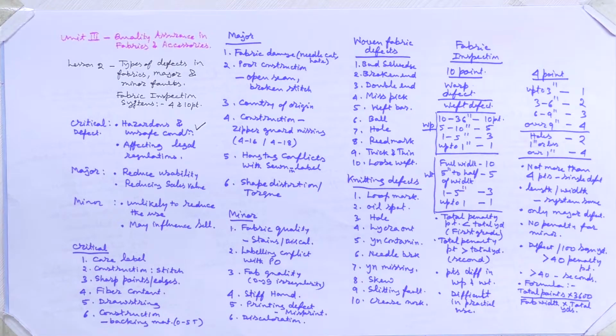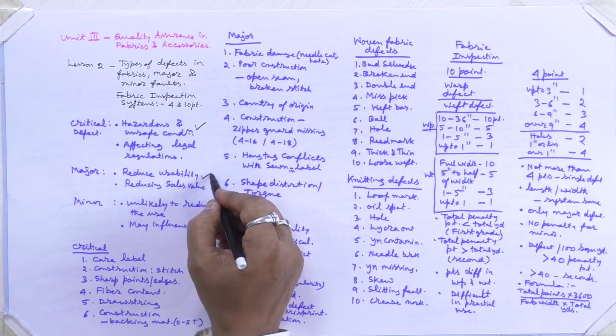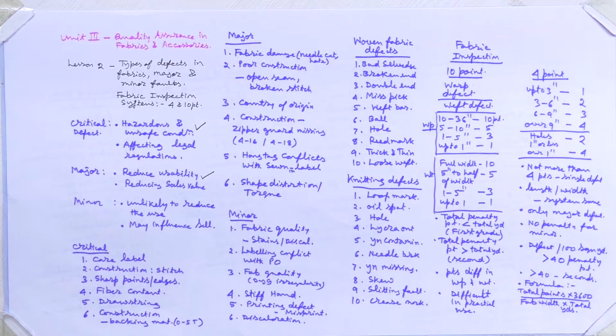Now we will see the major defect category. What do we mean by major defects, and what are the different defects coming under this category? Major defects reduce the usability. If there is any major defect in a particular garment or fabric, it will reduce the use of the product, and if usability is affected, the sales value of that garment will also be affected. Based on those two parameters, the sales value and the usability point of view, we cannot use it, so it reduces the usability. In such cases, major defects get created.